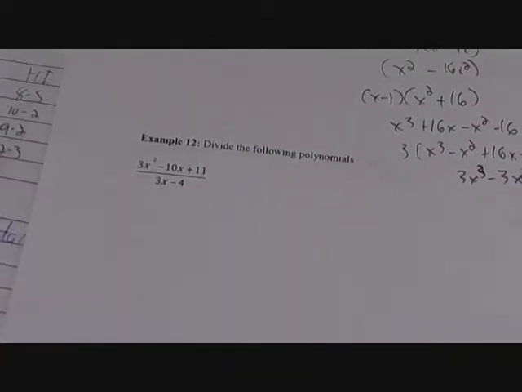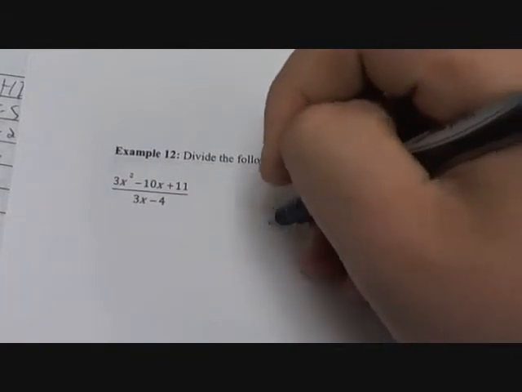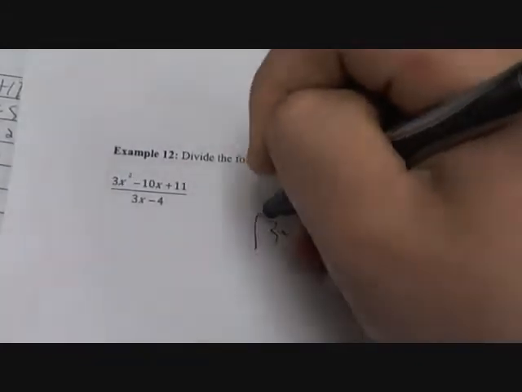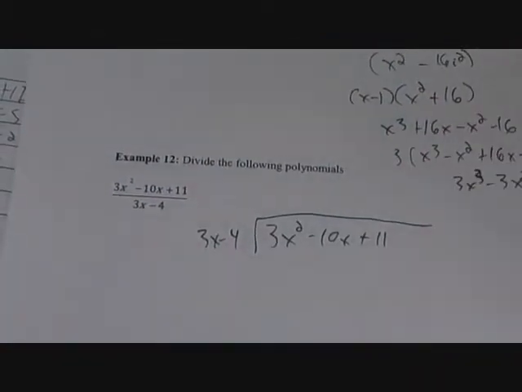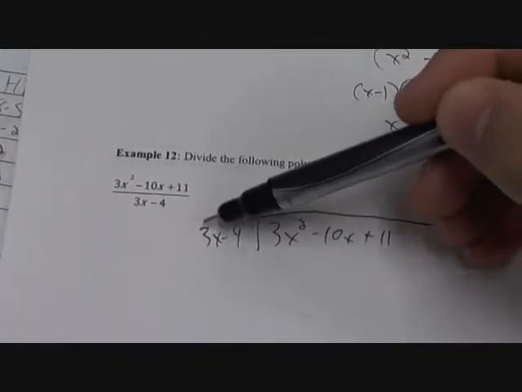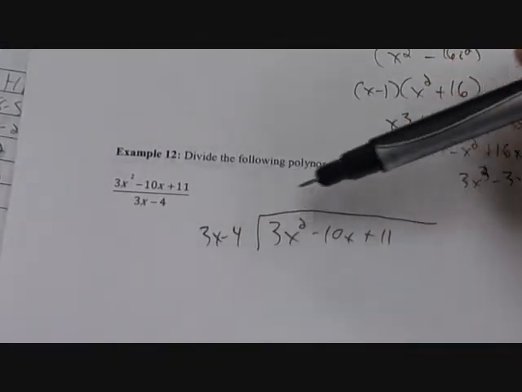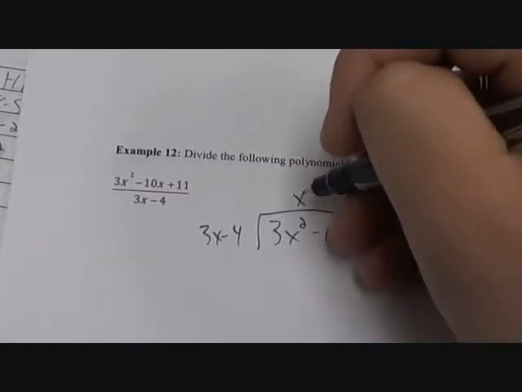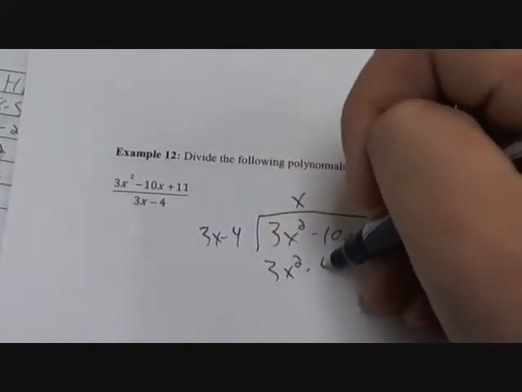Alright, divide the polynomial. This will be easier to do by long division. So it's not too bad. So it's 3x squared minus 10x plus 11 divided by 3x minus 4. Alright, so pretty much when you're doing this, we only care about the first number. The first coefficient is 3x. How do we get 3x to 3x squared? When we multiply it by x. So multiply it by x, so that gives you 3x squared minus 4x.